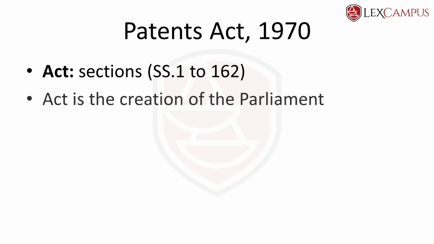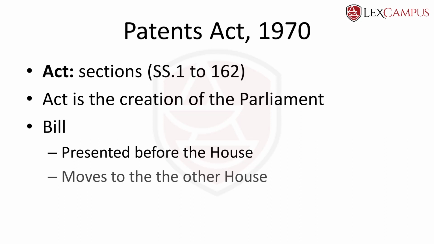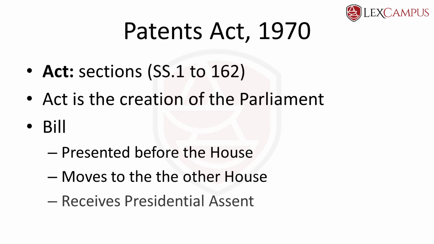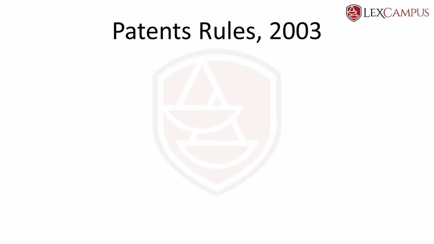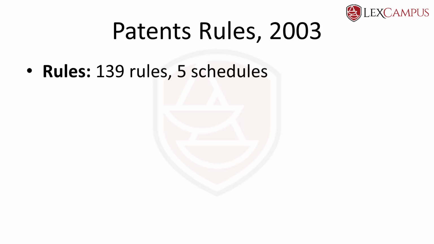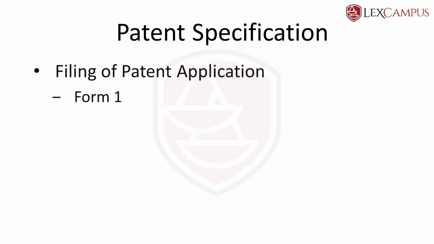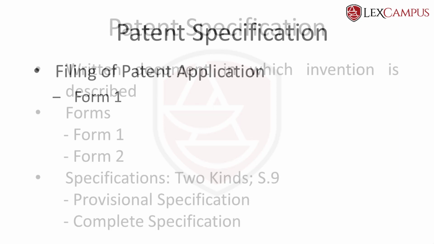As we mentioned, an Act is a creation of a parliament. It takes its life in the form of a bill. The bill is presented before a house, then it moves to the other house, and later it receives the presidential assent. The basic unit of the rules are the rules themselves. You have 139 rules in the Patent Rules 2003, and we have 5 schedules. The Patents Act also has one schedule, but that one schedule refers to the amendments to the Indian Patents and Designs Act 1911.